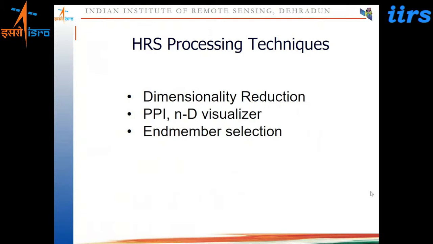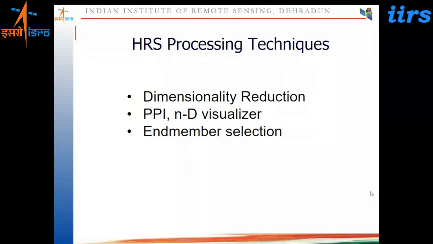The amount of hyperspectral data that we have is very huge. Because of that, the computational burden on the system is very high. So what do we have to do? We have to ideally reduce the data in such a way that it retains the maximum information, but the noise or the redundancy present in the data is reduced. For that, the first step that we have to follow is the dimensionality reduction. After that, PPI, visualization and end member selection.